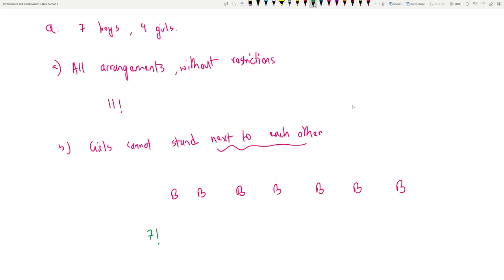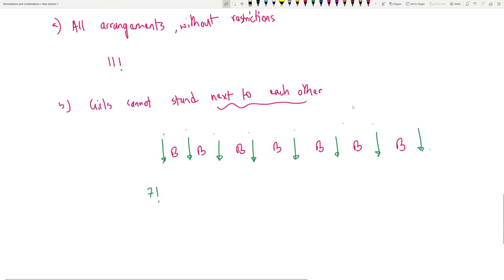Now for the girls, they cannot stand next to each other, so they need to have a boy next to them. There's one spot here, another spot here, another here, another here, another here. The arrow method basically deals with this, where I put the girls in between the boys. As you can see, count the number of arrows: 1, 2, 3, 4, 5, 6, 7, 8. It will always be one more than the number of boys standing there. So you have 8 spaces.